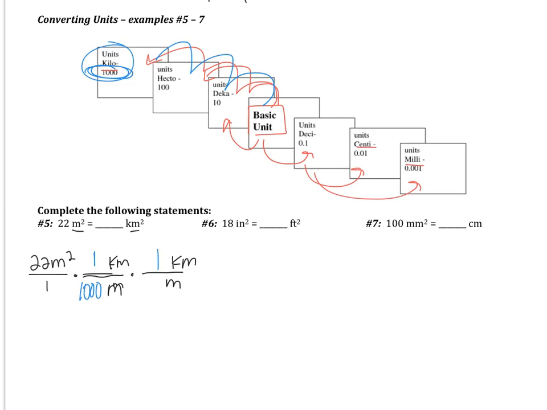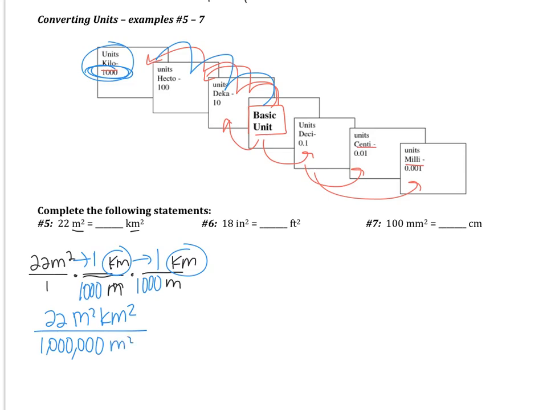So 1 kilometer, again, is going to give us 1,000 meters. Now, going across, I have 22 meters squared. I have kilometer, and kilometer is going to give me kilometers squared. The denominator, I'm going to multiply the 1 by 1,000 and 1,000 again, which will give me 1,000,000 meters squared. Now I have meters squared in the numerator and denominator. Those are going to cancel each other out, which is good. That's what we want.